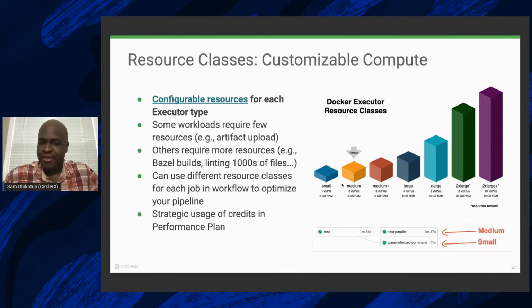Having the ability to choose between a small resource class with 1 CPU and 2 GB of RAM, all the way up to an extra large plus with 20 CPUs or 40 GB of RAM, means that you can pick the right size resource for your job, thereby saving you money for jobs that don't need large resources, and also giving you the levers to improve performance for jobs that need more compute resources.